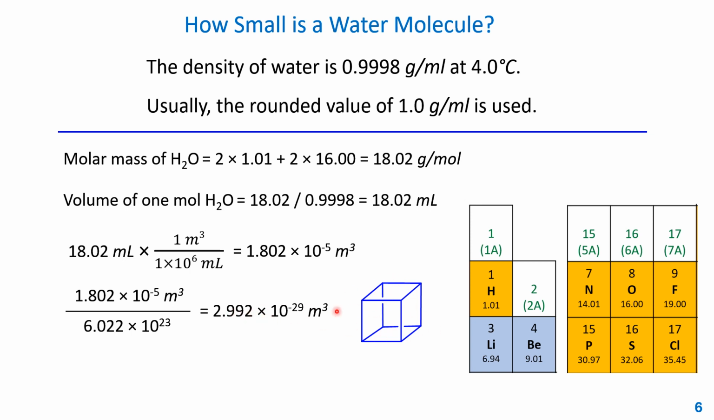Then, when you know the volume of the cube, you can calculate the edge length. That will be just the cube root of this volume. So we can calculate that. That equals 3.104 times 10 to the negative 10 meter. So that is the size, the edge length of the cube, if the water molecule is this big. So this is about 0.3 nanometer. So now you have a rough idea how small one water molecule is.